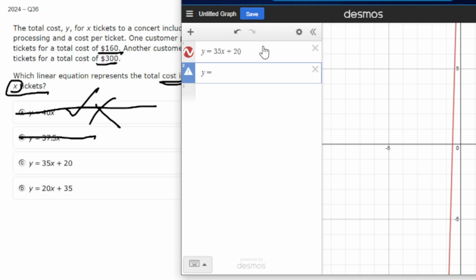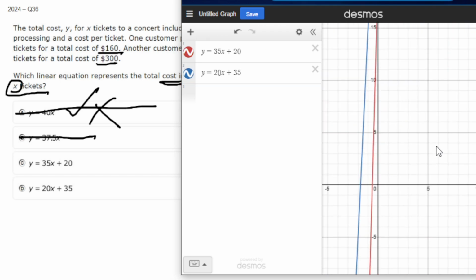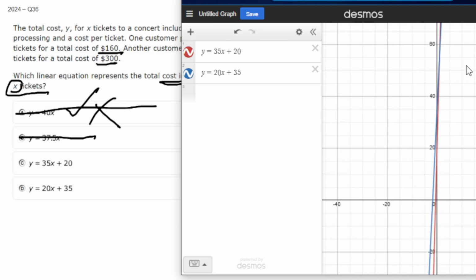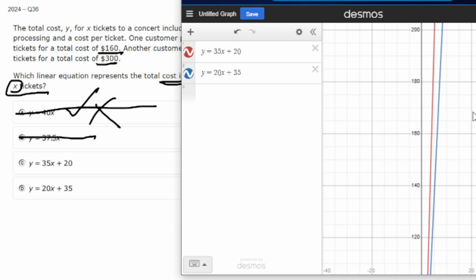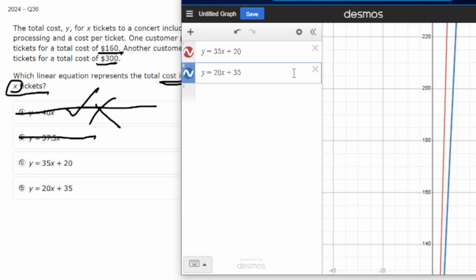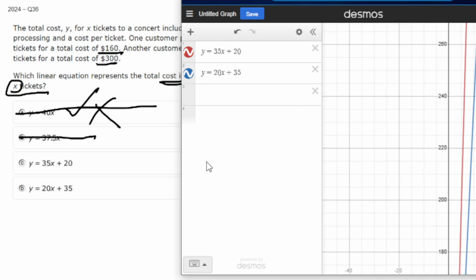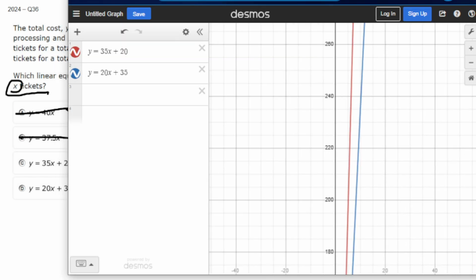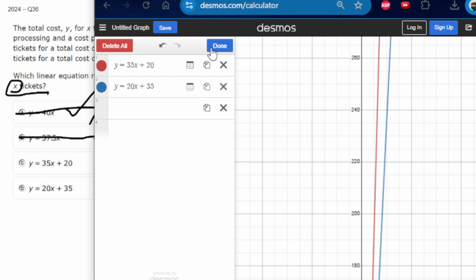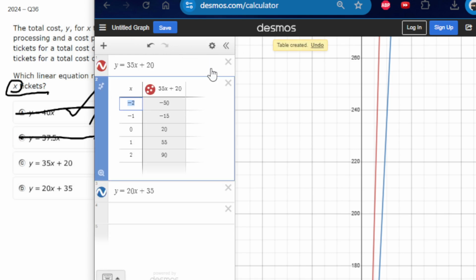So I say y is equal to 35x plus 20, and I just say y is equal to 20x plus 35. Now, if I do this, I'm going to quickly realize, oh my goodness, there's so many values that I have to double check, right? But in reality, all you're checking for is simply your y and your x line. Now, that means that I'm going to show my table for both of these problems.